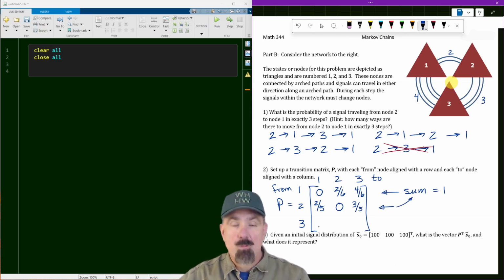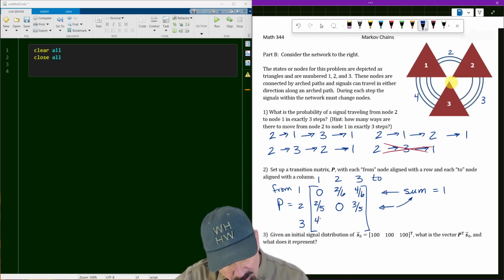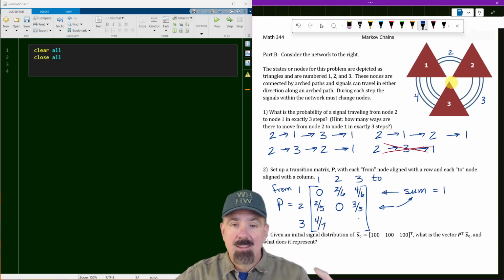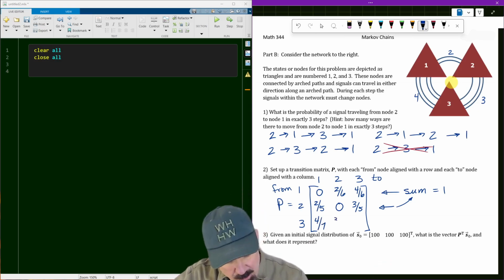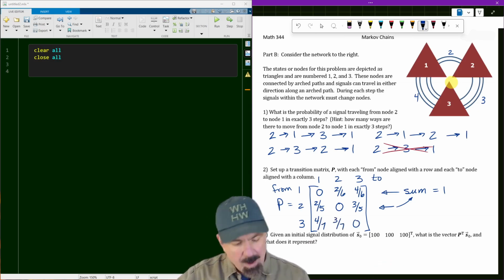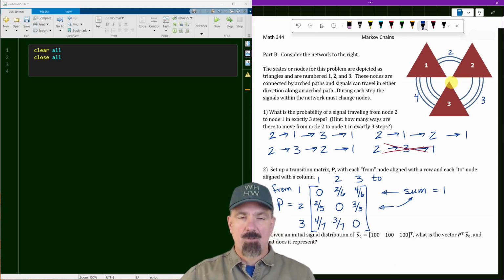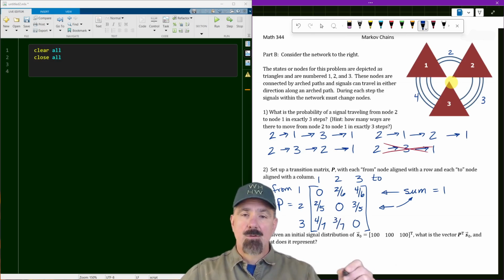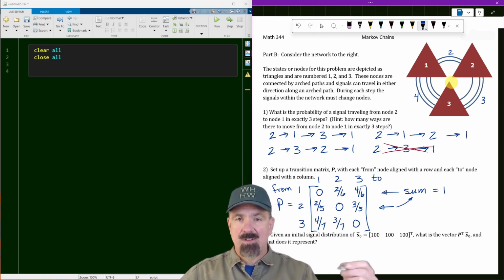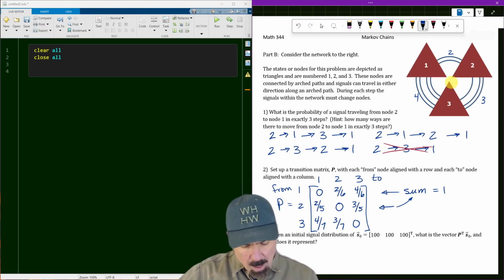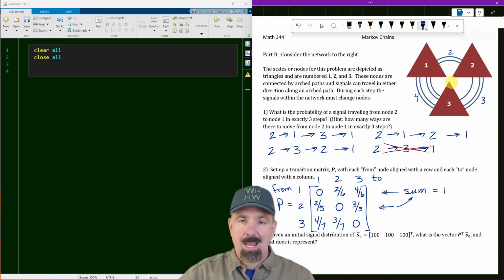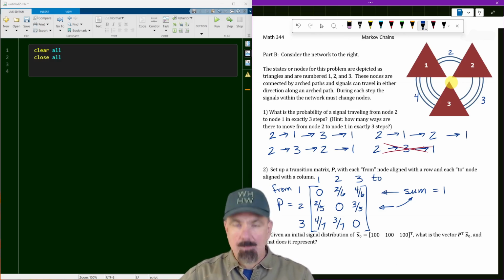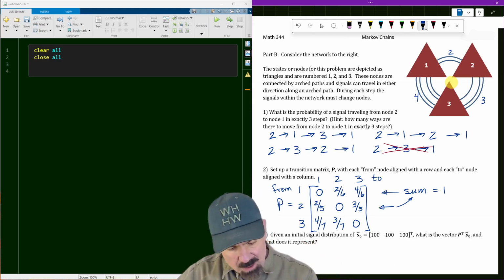And then finally from 3, and you kind of see the flavor now, from 3 to 1 we have 4 out of a total of 7 paths, and then the other 3 paths go to 2, and we have no paths left to go from 3 to 3 because the signal has to move. It can't stay there. So this is the information, and we can answer the question in part 1 by taking the cube of this. But before we do that, let's make sure that we understand what's going on.